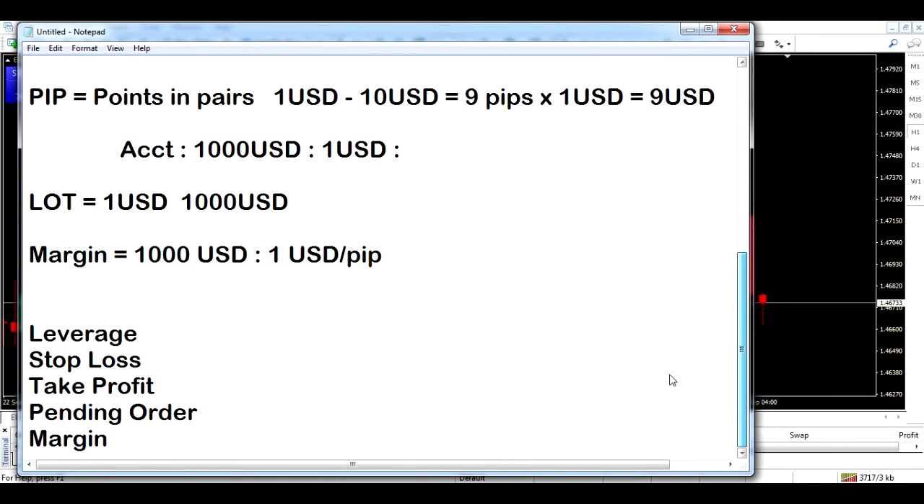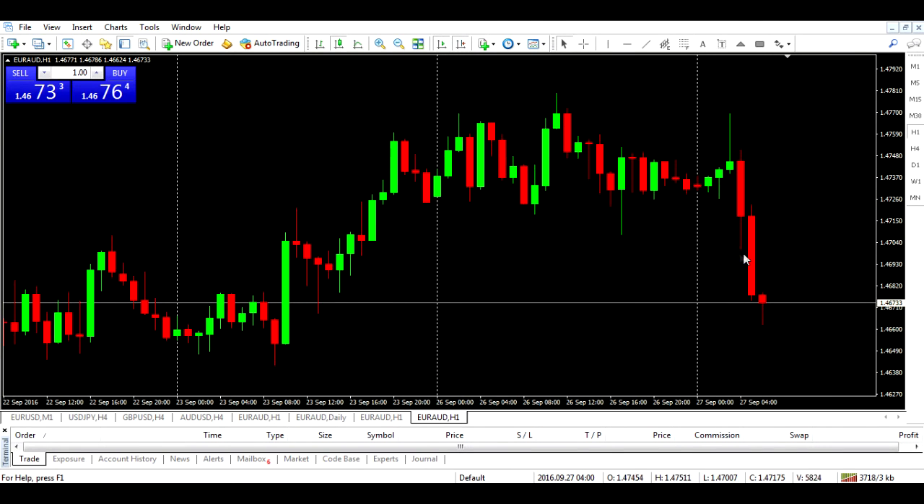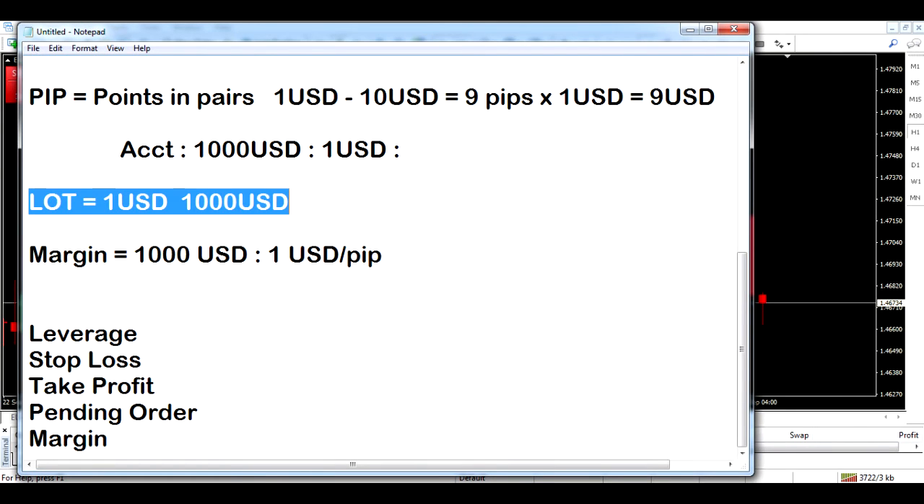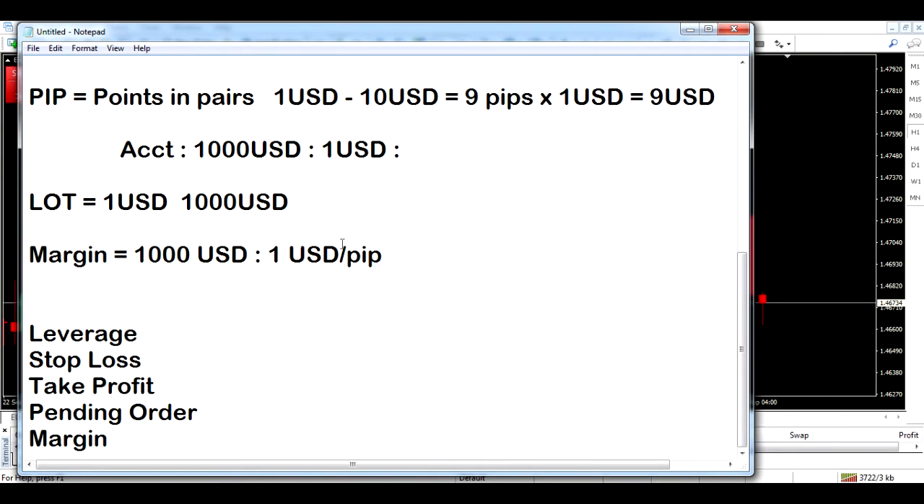And then we're going to discuss lot size. So how do you make money? By putting in a bet or a lot per pip. So you see here, there's a value here. It says 1. So this is actually $10 per pip. So let me just show it to you in numbers.